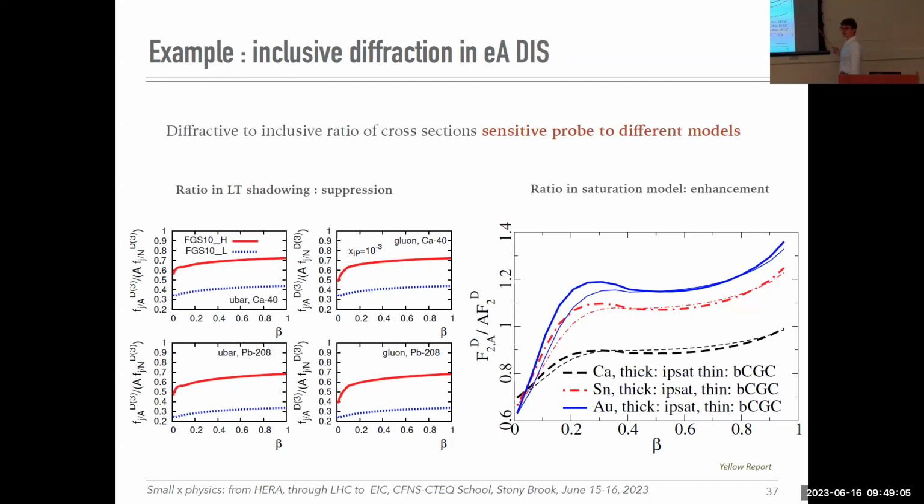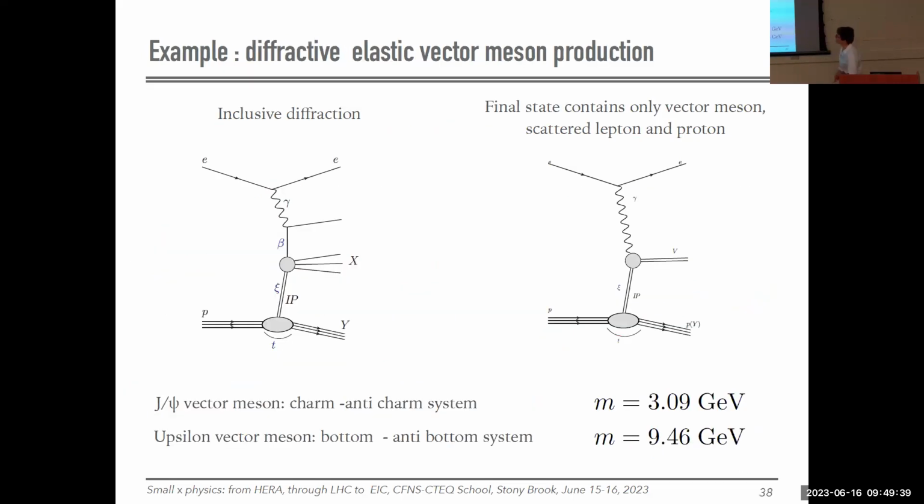So I think this is an interesting and important measurement to be done at the EIC: measuring inclusive diffraction on nuclei and on protons, and seeing how saturation or the other models are doing. Is it below 1 or above 1? Okay, so this is quite striking. We don't really understand diffraction very well.